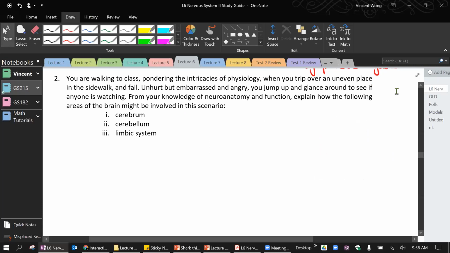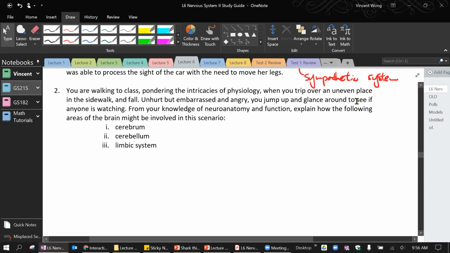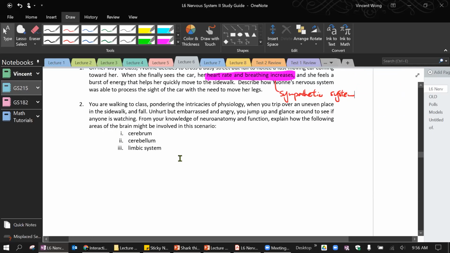You are walking to class, pondering the intricacies of physiology, when you trip over an unseen place in the sidewalk and fall. Unhurt, but embarrassed and angry, you jump up and glance around to see if anyone is watching. From your knowledge of neural anatomy and function, explain how the following areas of the brain might be involved in this scenario. All right, let's write this down.